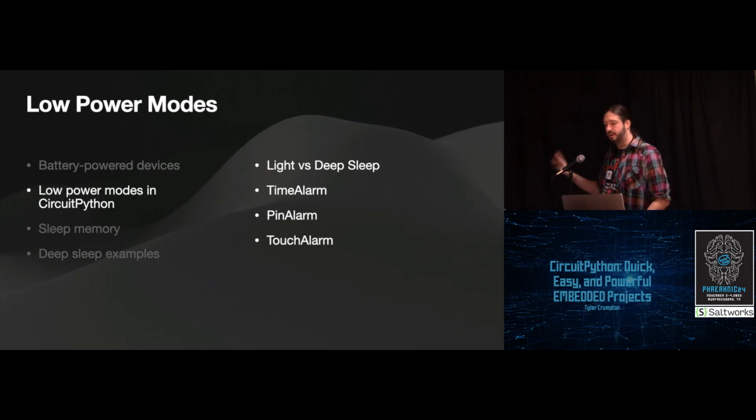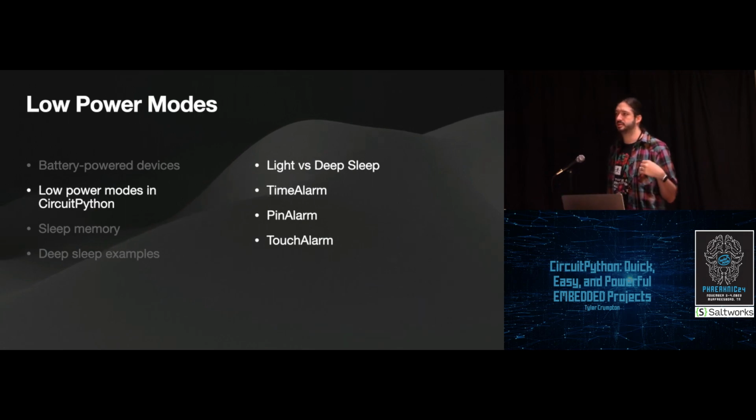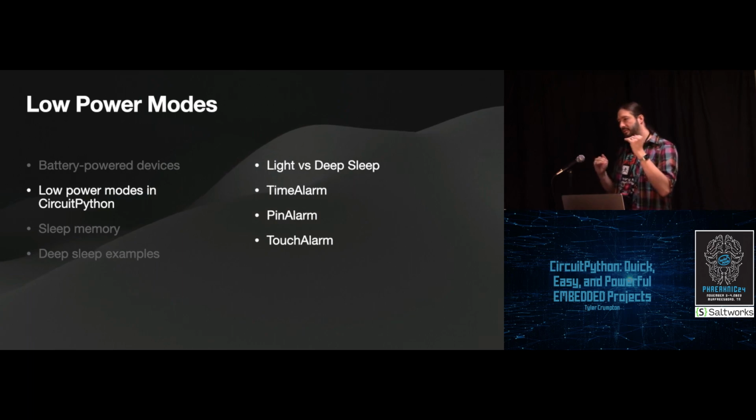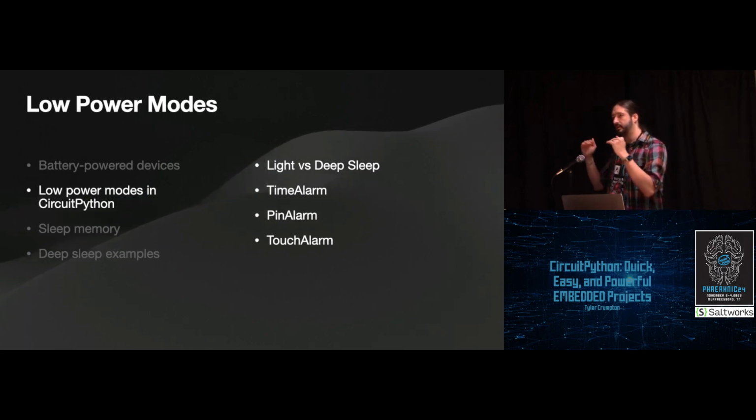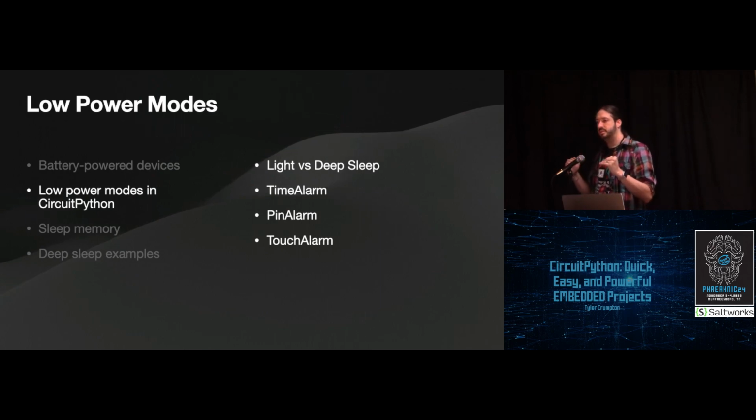CircuitPython has a couple of different power modes that you can use. There's light sleep and deep sleep. Light sleep is a mode that will put the chip into an idle mode. It doesn't save a ton of power, but whenever you go into light sleep and wake up from that, it will just continue where it was. So it's really easy to just stop processing anything and wait for something to happen and then just continue on.